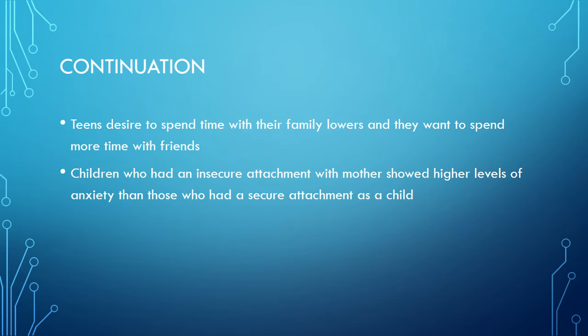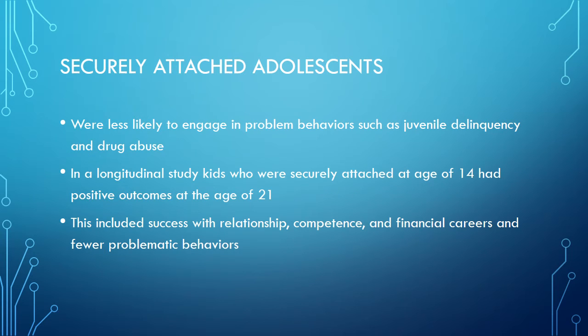Children who had insecure attachment with their mothers showed higher levels of anxiety than those who had a secure attachment as a child. Securely attached adolescents were less likely to engage in problem behaviors such as juvenile delinquency and drug abuse. In a longitudinal study, kids who were securely attached at the age of 14 had positive outcomes at the age of 21. This included success with relationships, competence, and financial careers, and fewer problematic behaviors.